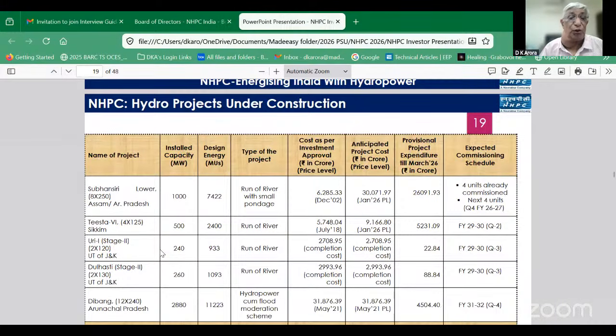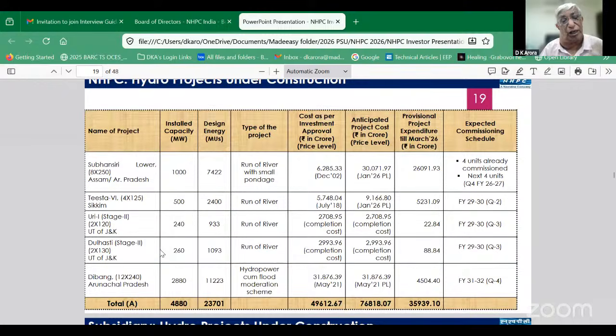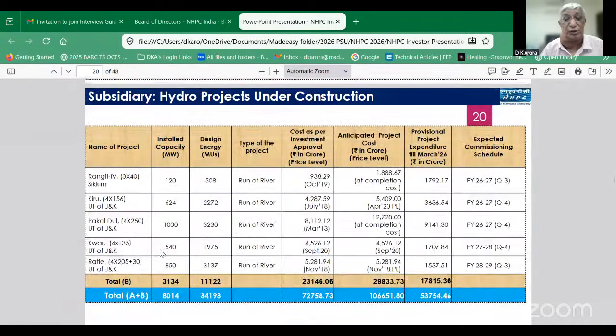This is a list of the projects which are currently under construction. You can try to remember one or two of them. There is a mega project of 1,000 megawatts in Arunachal Pradesh. There is a 500 megawatt project in Sikkim on Teesta. Then there is another 2,880 megawatt project in Arunachal Pradesh, right? And it is not just a hydropower generation project, but it is also a flood moderation scheme. So that's why it's a very important project for us. Okay. Some other hydro projects under construction again have been listed here.